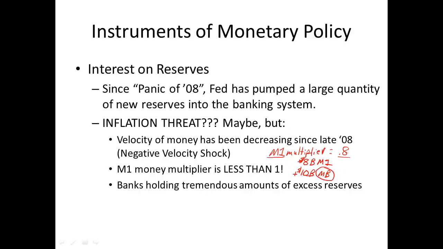Most of the time the multiplier is greater than 1. I use an example of a multiplier being 2. If the multiplier is 2, to achieve an 8 billion increase in M1, what would you have to add to the base? Only 4, okay? Versus the 10 billion if the multiplier is 0.8, a more traditional, more normal multiplier.